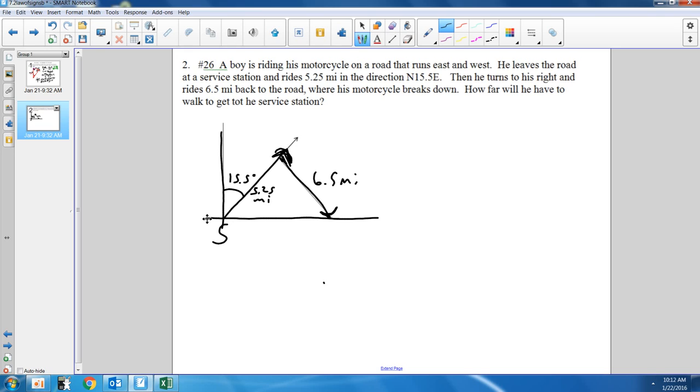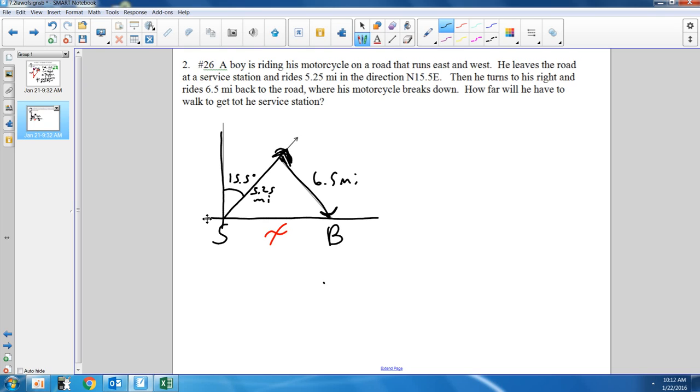And the question is, and now his motorcycle breaks down. So the question is, how far back to the service station does he have to walk? Meaning, what is my X? Label what you're trying to find in the diagram so you can keep an eye on the target.